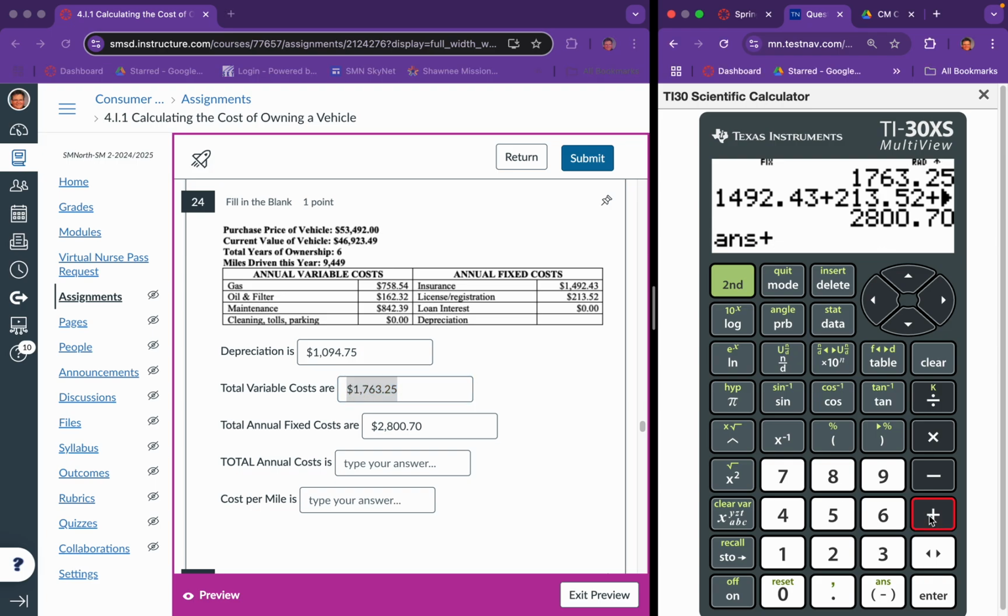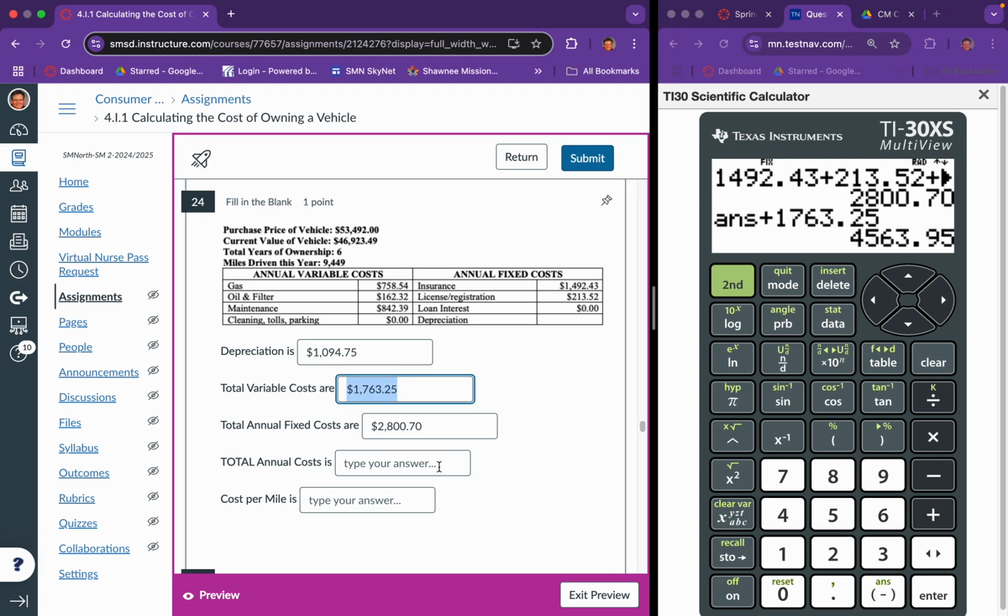So we're going to go plus 1763.25 and find out that in total this year you spent $4,563.95 out of your pay, out of what was put into your bank account, out of your living expenses. $4,500 was spent on your car. But you drove your car almost 10,000 miles.